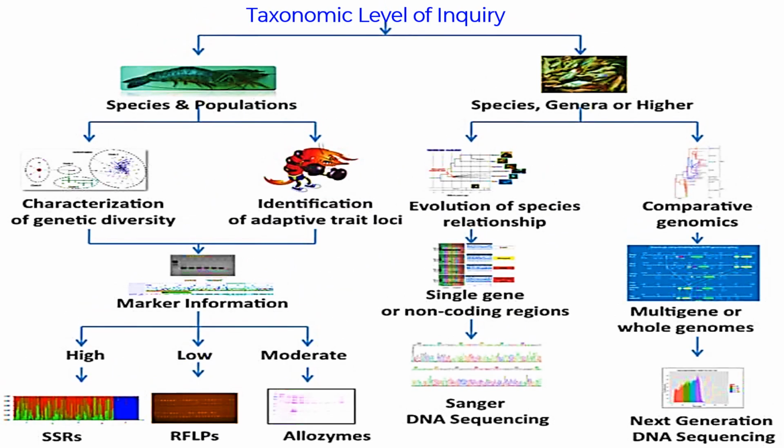Uses of molecular markers. Molecular markers are used to study the taxonomic level of inquiry of population of species. They are used to study characterization of genetic diversity of species, identification of adaptive trait loci using ISSRs, RFLPs, and allozymes, to study evolution of species by single gene or non-coding region whose sequencing was done using Sanger DNA sequencing, to study comparative genomics of species by sequencing multigene or whole genome by next generation DNA sequencing.